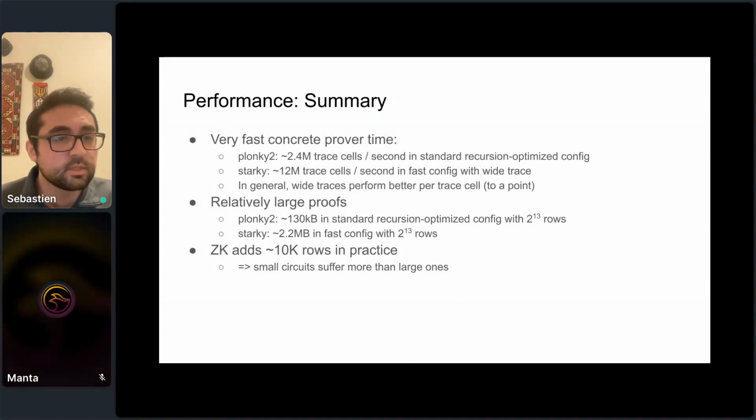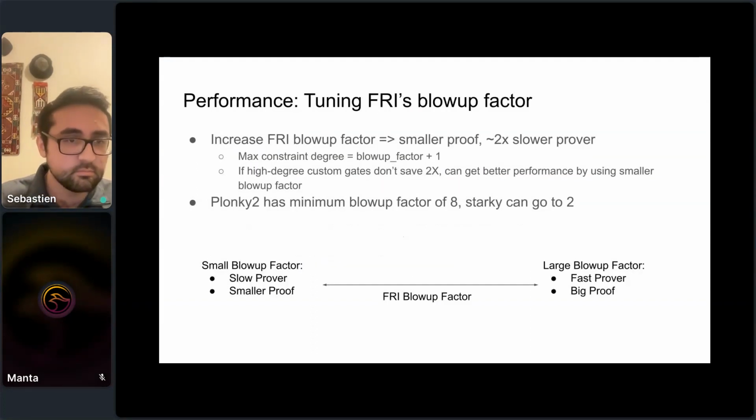trace cells a second. Now, adding ZK adds some overhead, and in Plonky2 in particular, it adds more overhead than in other proof systems, so that's something to watch out for.